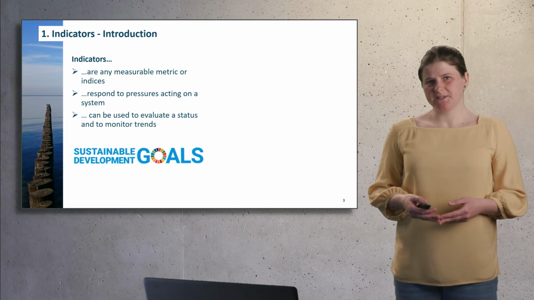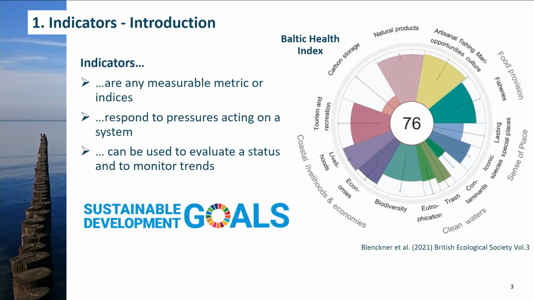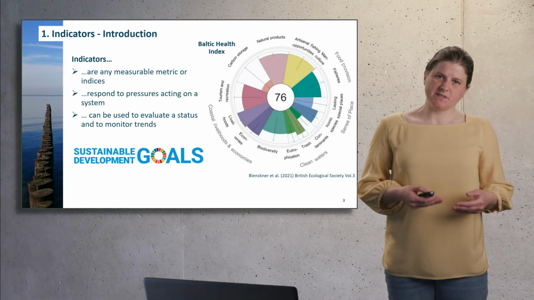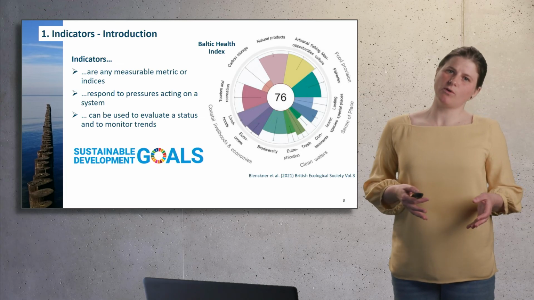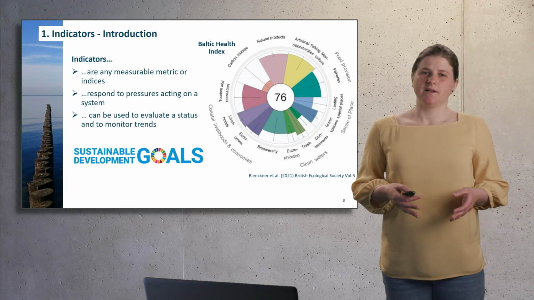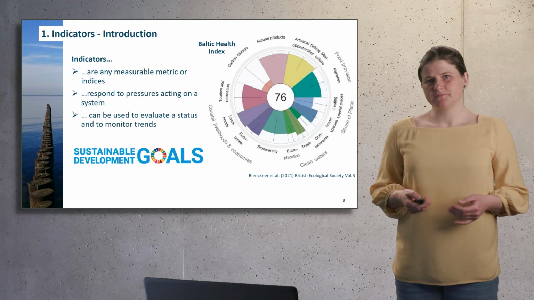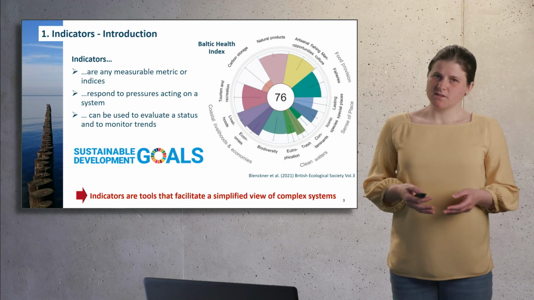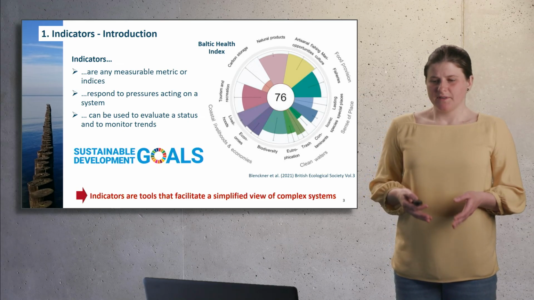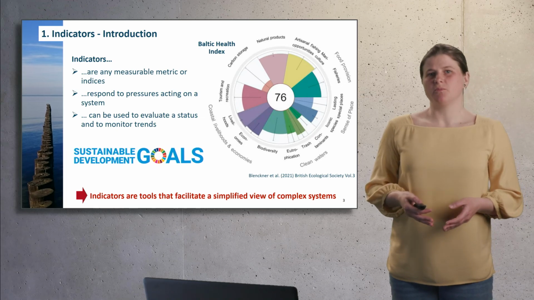support the sustainable development. Indicators are often combined into summary values, such as the Baltic Health Index, one number which serves as an indicator to track the health of the Baltic Sea. Such summary indices help to reduce the overwhelming amount of information and thus to see the bigger picture. So indicators are useful tools that facilitate a simplified view of complex systems.